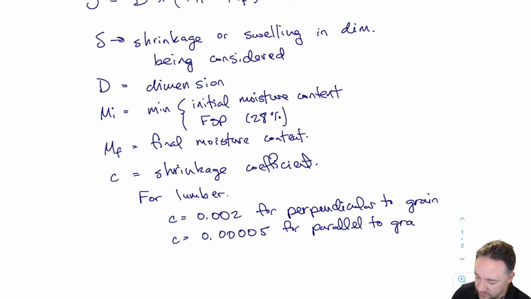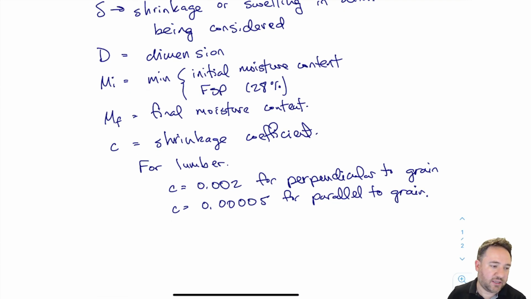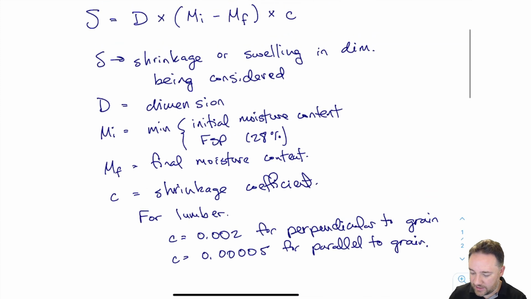So the perpendicular to grain value here is basically my cross-sectional shrinkage, either width or height of the cross-section, because those are the perpendicular to grain directions. And parallel to grain here is the longitudinal direction of the piece of wood. So you can see about an order of magnitude difference between these two, to the degree that probably in a lot of cases you can ignore the parallel to grain shrinkage and just consider the perpendicular to grain shrinkage, unless you have really long members. And that's really all there is to it.